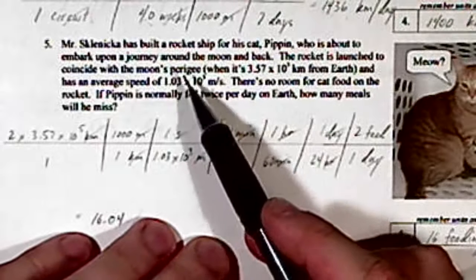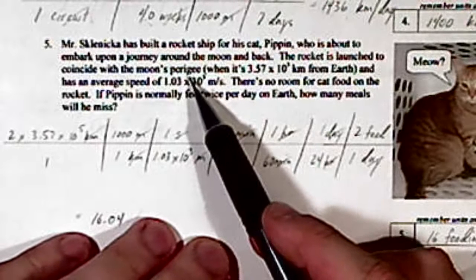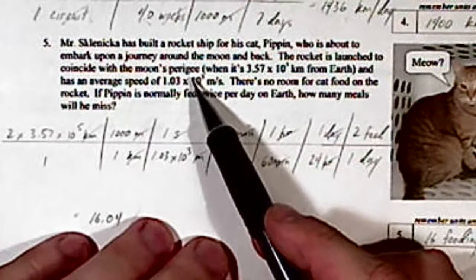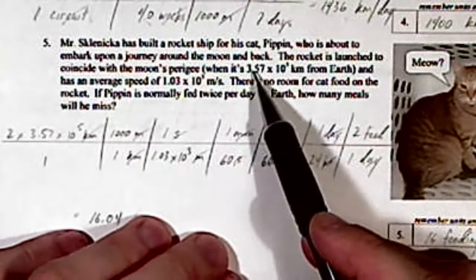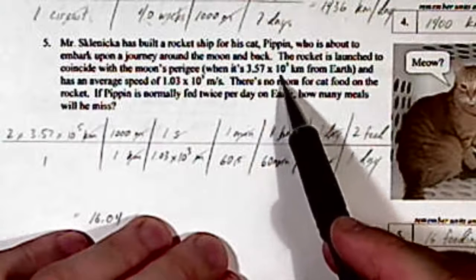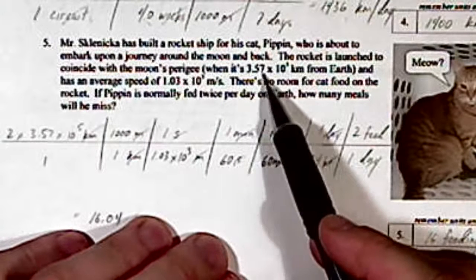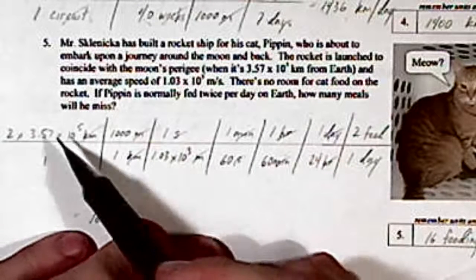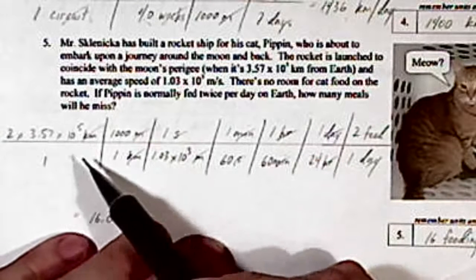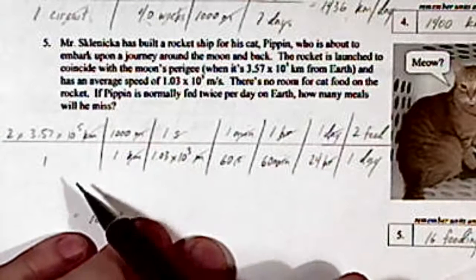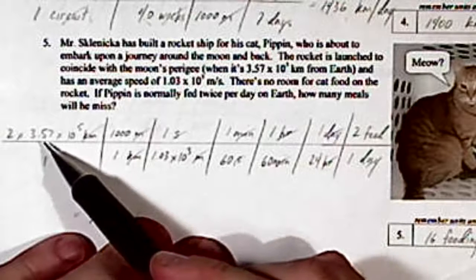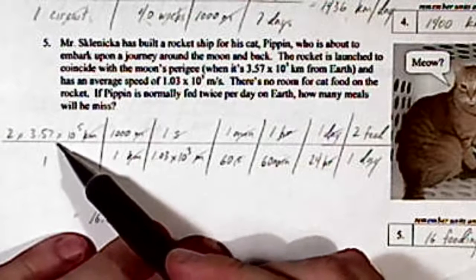I am at least going to time this at perigee, which is when the moon is closest to the Earth. And it's at a distance of 3.57 times 10 to the 5th kilometers. That's 3 significant digits there. I have to basically double that. There'd be some distance around the moon too, but basically double that to get there and back. So that's my distance that I'm starting with.